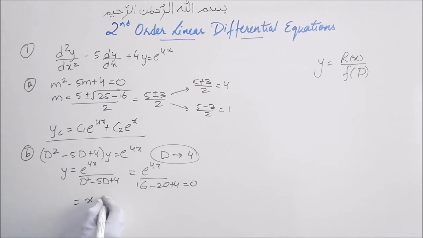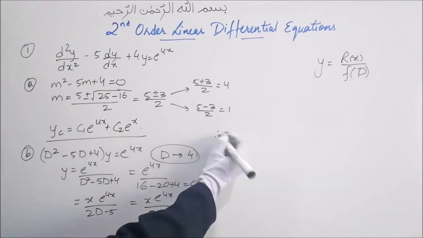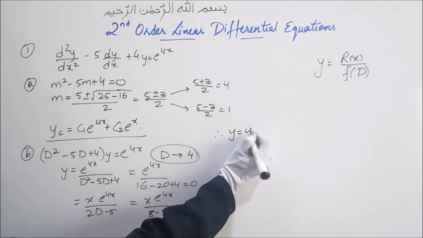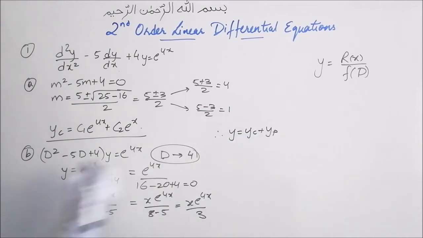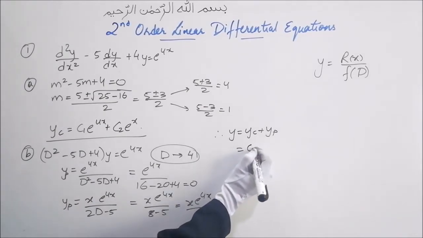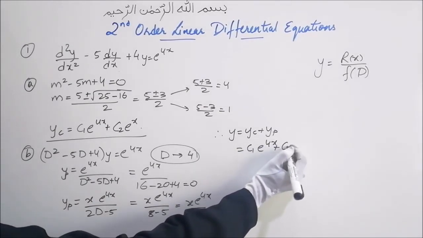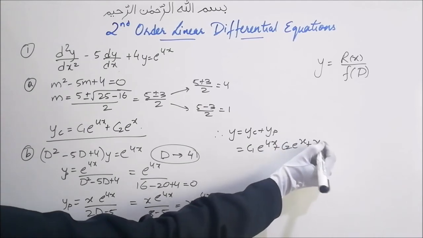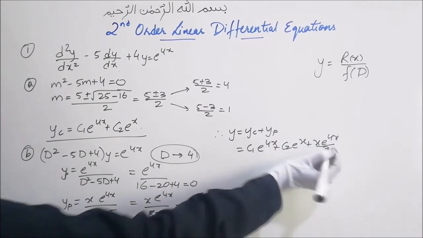I'll take x e raised to 4x upon differentiating, 2d minus 5. Again I'll put the value of d as 4. I'll get x e raised to 4x upon 4 2s are 8 minus 5. That is x e raised to 4x upon 3, which is a non-zero denominator. Therefore the total final solution y will be complementary function plus particular integral. This is the particular integral yp. Therefore the final solution will be c1 e raised to 4x plus c2 e raised to x plus x e raised to 4x upon 3.